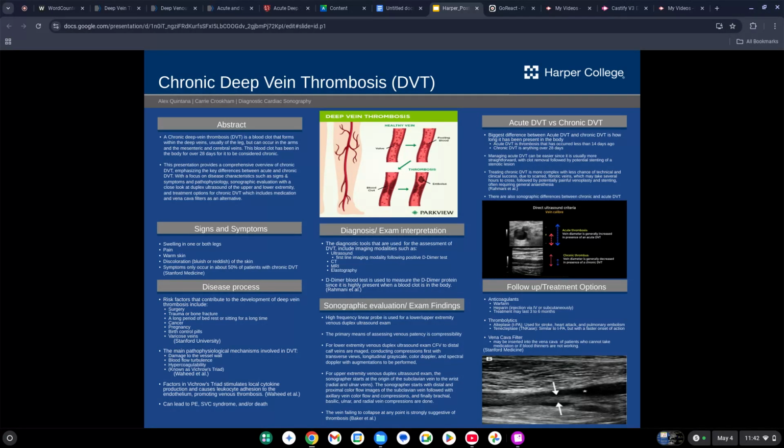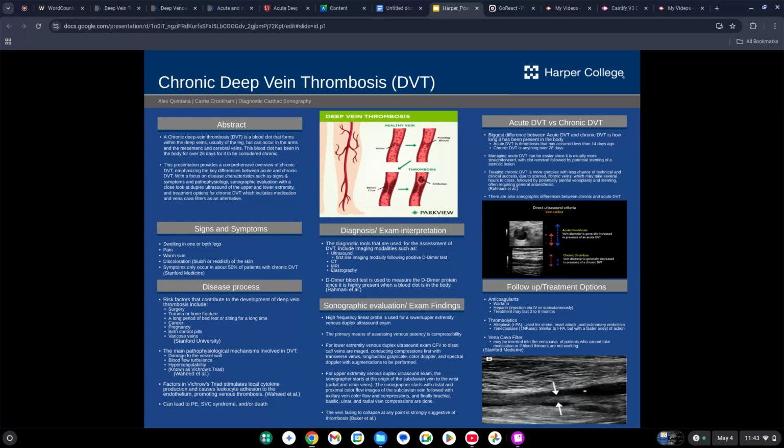elastography, and then, as we mentioned before, the positive D-dimer test. What is that? The D-dimer blood test is also a first line of testing. When a patient is admitted to the ER for symptoms such as deep vein thrombosis, one of the first things they do is this D-dimer blood test. This measures the D-dimer protein, since it's highly present when a blood clot is in the body.